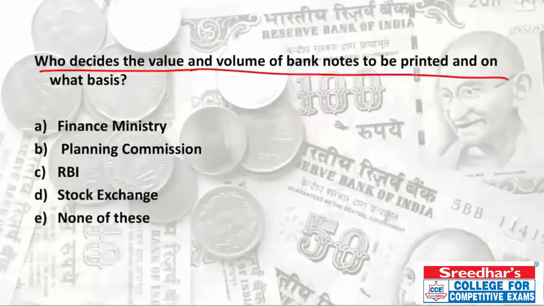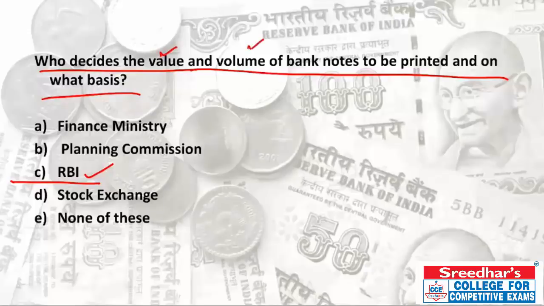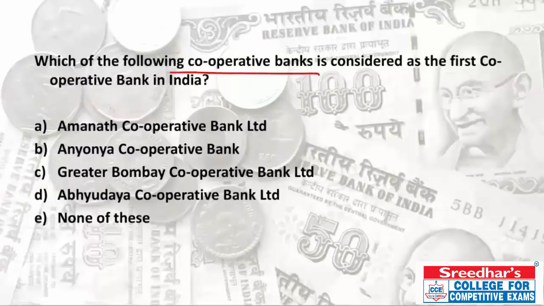Who decides the value and volume of banknotes to be printed, and on what basis? So we have printing machines. So why can't we print so much? So who gives the value and the volume of banknotes to be printed and on what basis? It is RBI. It is the decision of RBI depending upon the money in the market. So RBI decides the value and also the volume of banknotes that are to be printed and circulated in the market.